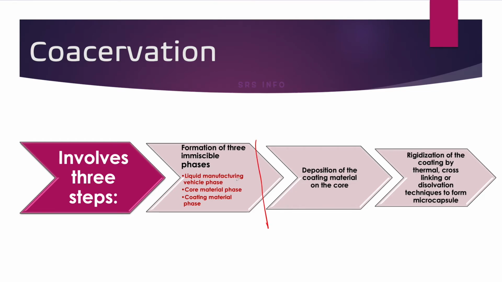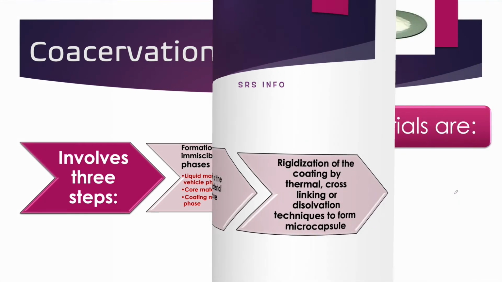The first step is the formation of three immiscible phases, that is, the liquid manufacturing vehicle phase, core material phase, and coating material, which I have shown you in the previous slide. Then the deposition of the coating material over the core material. And after this deposition, we make it rigid to protect this core material. This is the rigidization of the coating by thermal cross-linking or desolvation techniques to form the microcapsule. Okay, this is the microencapsulation by co-acervation.